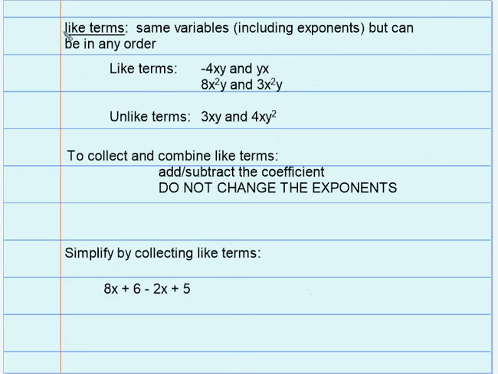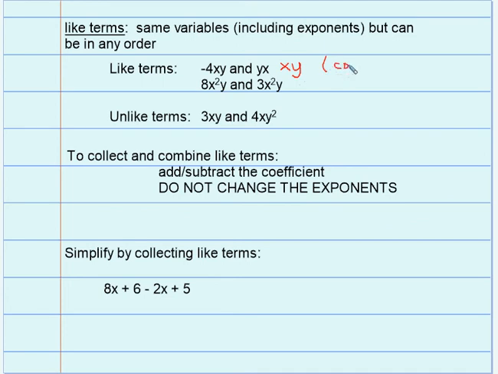Like terms have the same variables, including the exponents, but they can be in any order. I've given you examples here of like terms and unlike terms. Like terms would be negative 4xy and yx. Notice that these two terms both have the variable x and the variable y. It's okay that they're not in the same order. We can rewrite this as x, y.